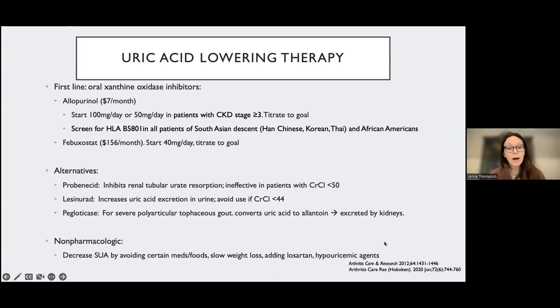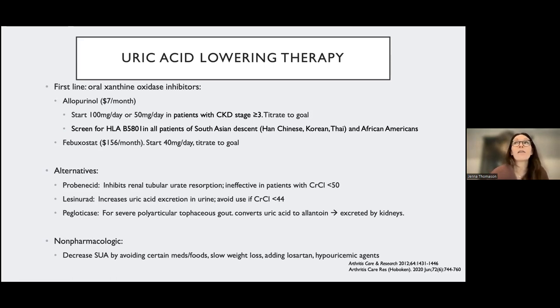Also, this is something else that's important, and it can be very important in patients that are resistant to taking a medication every day, or maybe your patient has a borderline uric acid and a few changes could make a big difference for them. So you could decrease serum uric acid by avoiding certain medications or foods.